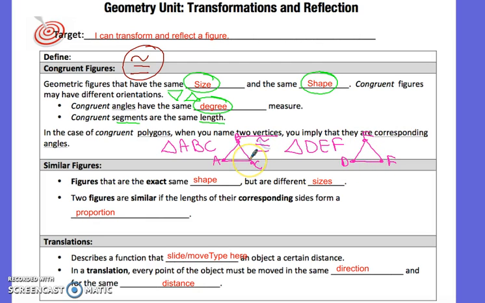If these two are congruent, that means that A corresponds with D, and you can look at your congruency statement. A and D are in the same position. B and E are in the same position. C and F are in the same position.